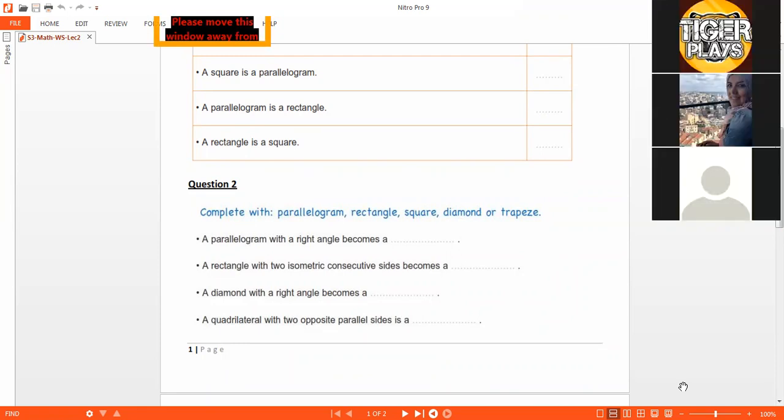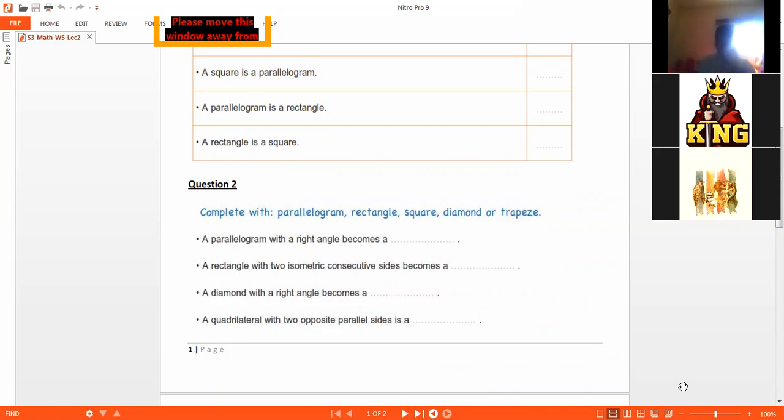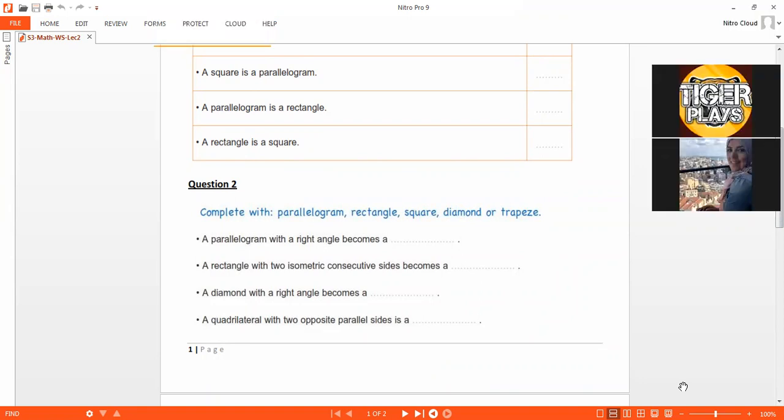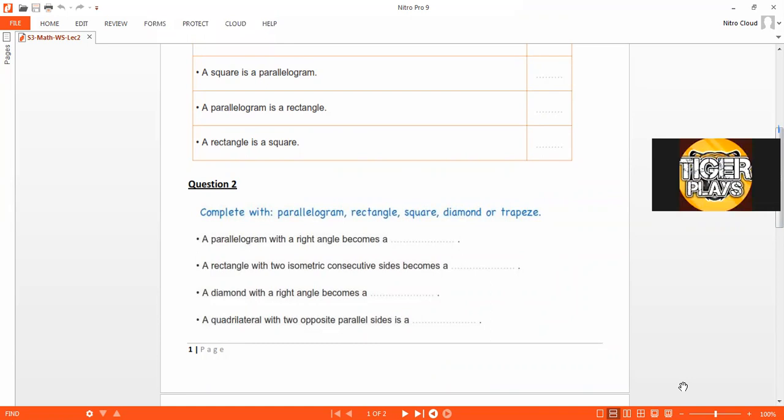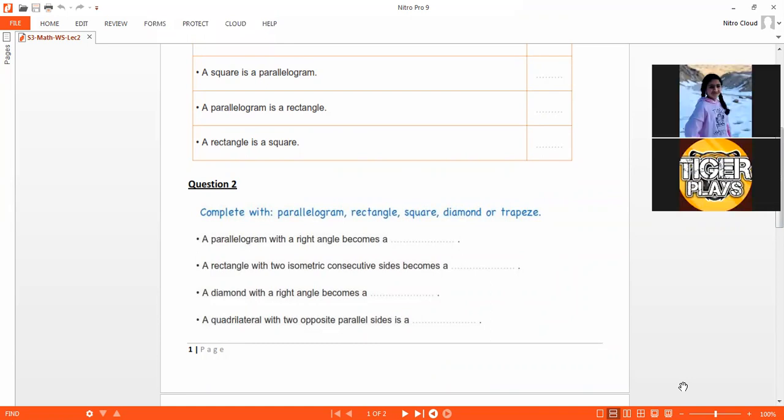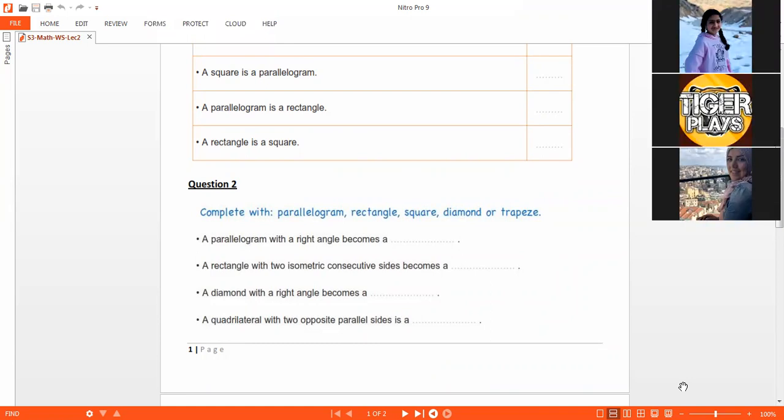Okay, let me start with Malak. Yes, yalla Malak. A parallelogram with a right angle becomes a rectangle. Perfect. Excellent. So a parallelogram which has opposite sides equal and parallel, if we add to it 4 right angles, it becomes a rectangle. Great job. Thank you, Malak.